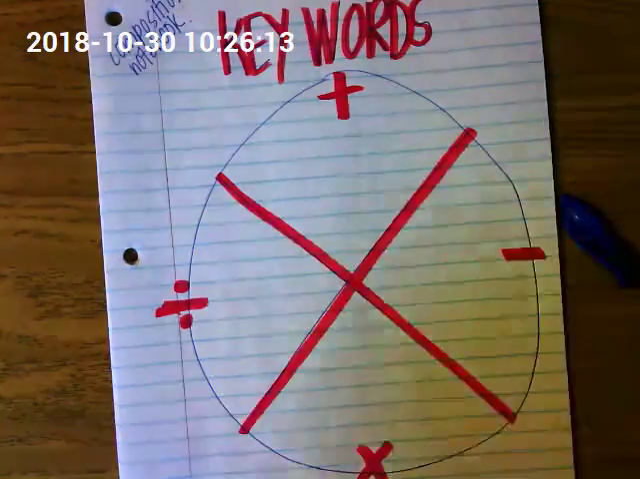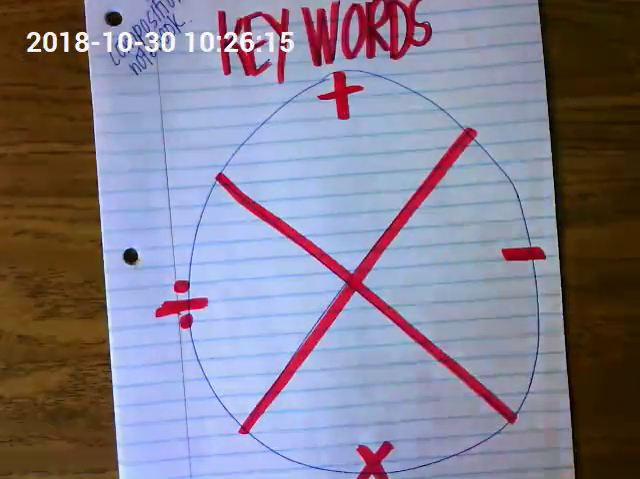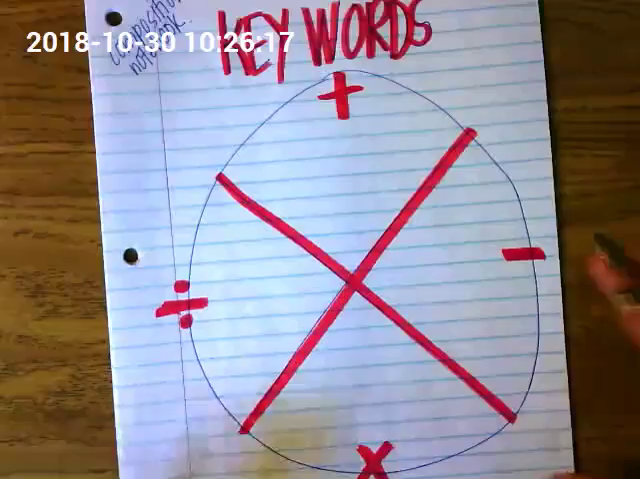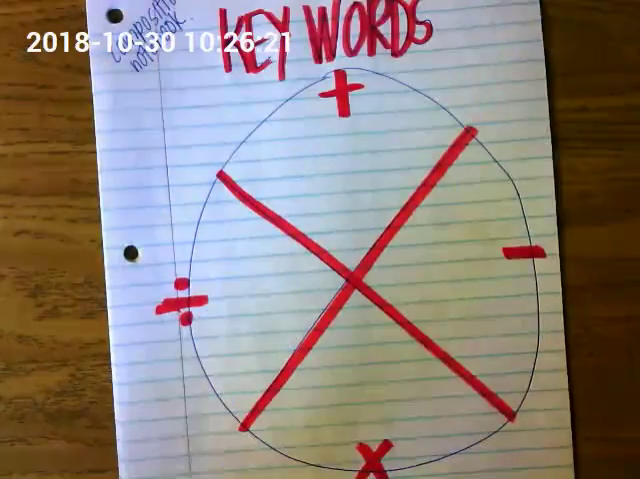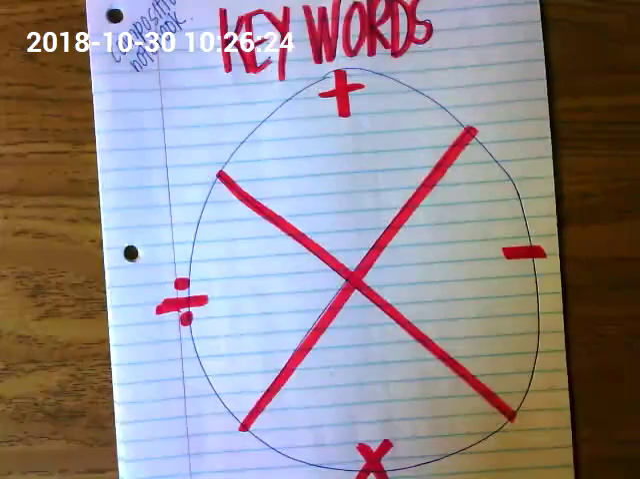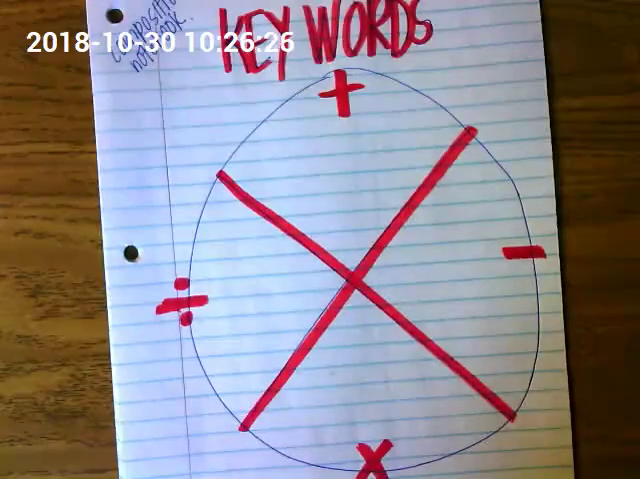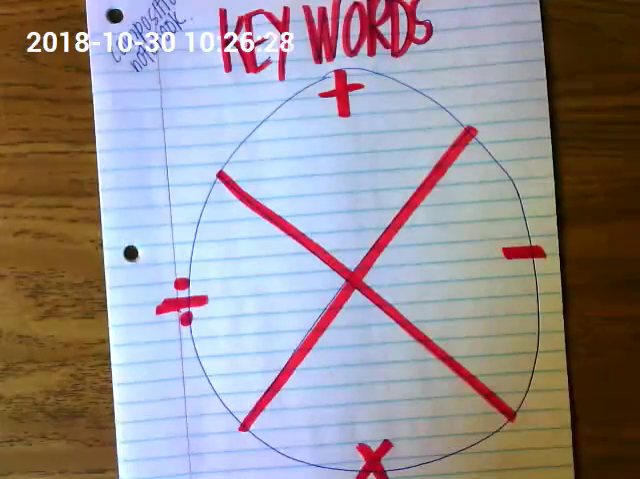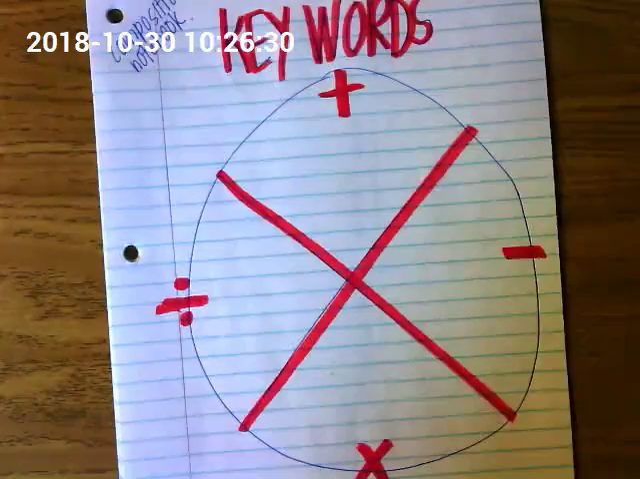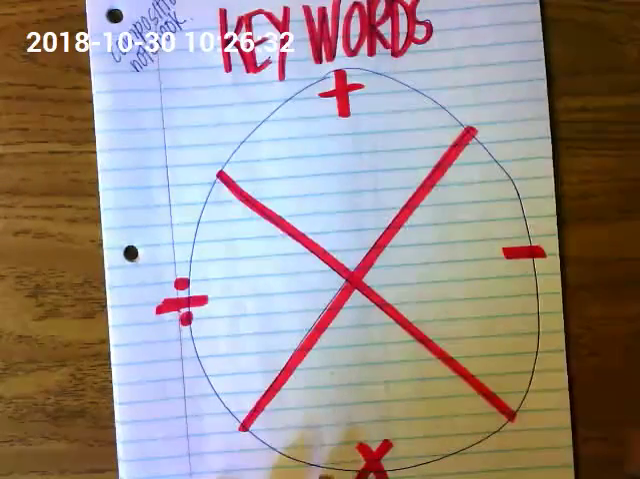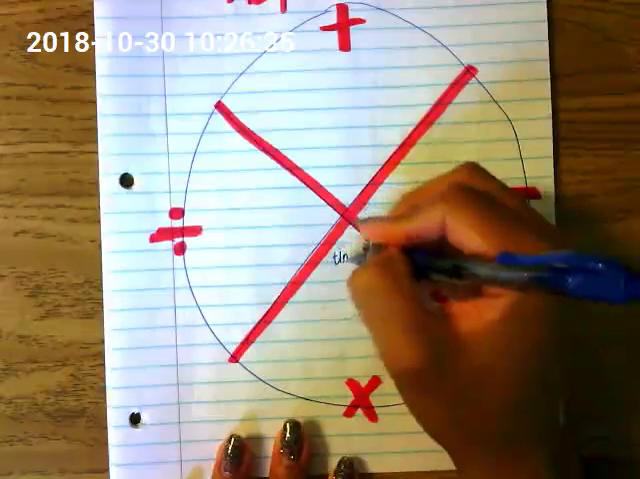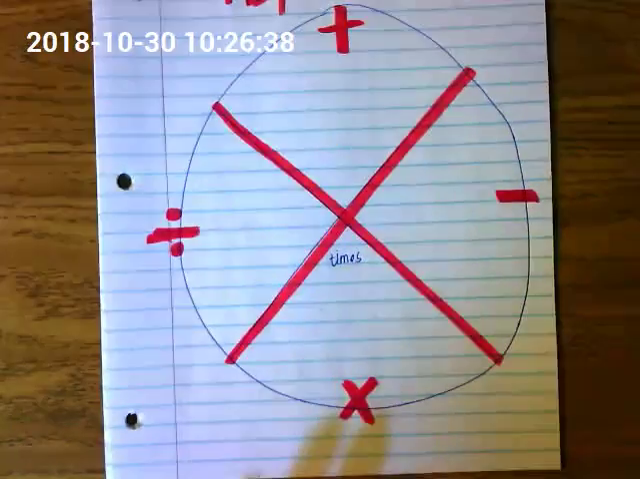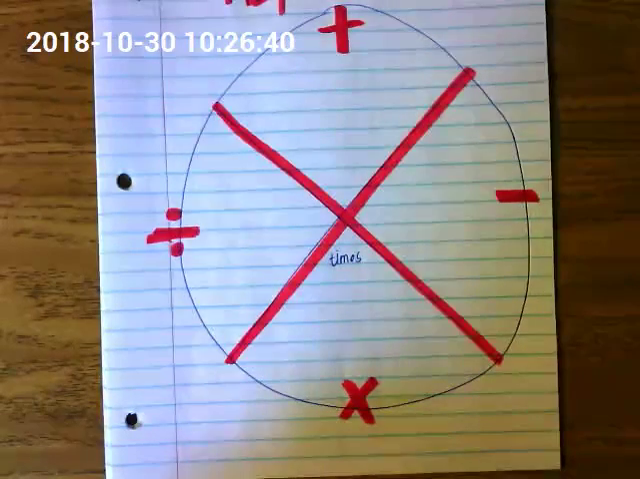All right, we're going to be talking about keywords of equations. So if I said a number times 3, that would be a multiplication problem, right? Because the word they use is times. So for a multiplication problem, a keyword would be times.